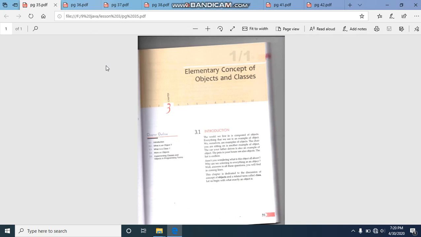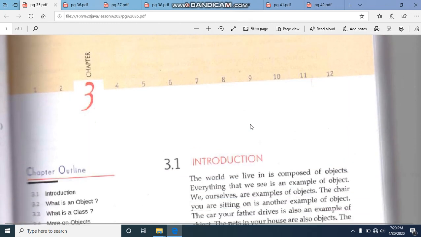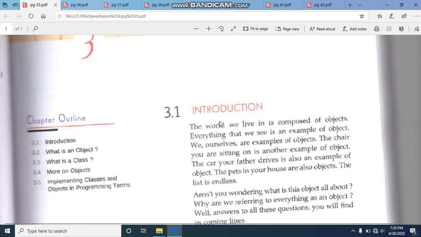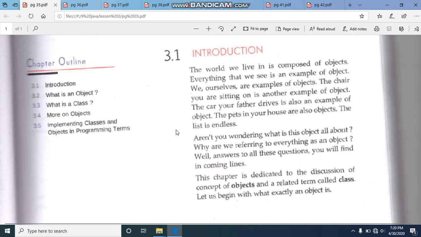Hello students. Today we are going to start with the third chapter, Elementary Concept of Objects and Classes. In this chapter, we have already covered what is an object and what is a class, and I'll just guide you through what you are going to learn and underline.